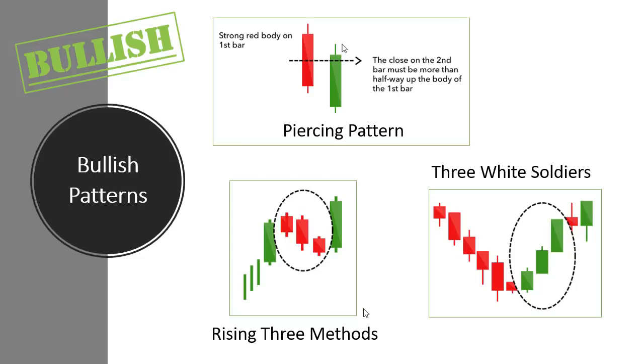A rising three methods. This is very similar to what they call a mat hold pattern. Rising three methods is where the stock has been running up, and then we get this little pause right in here with these three candles. By the way, if it's 2 candles or 4 candles, it really doesn't make that much difference. But what we want is these 3 candles to stay above the low of this candle here, and preferably for me, they have to stay within the body of that candle.